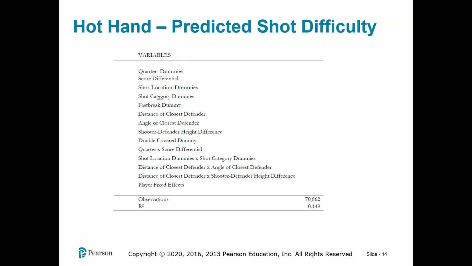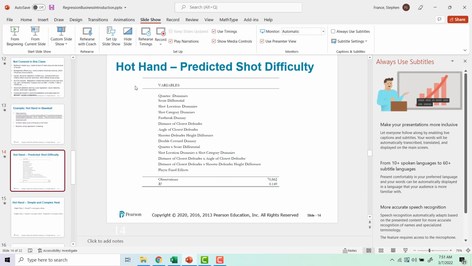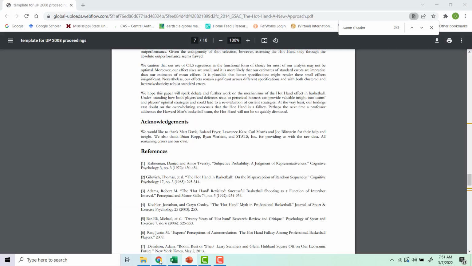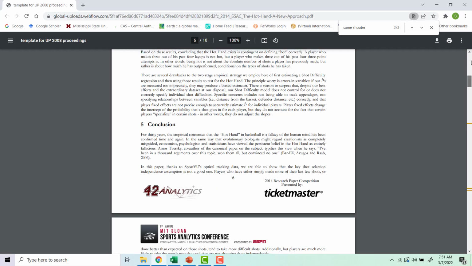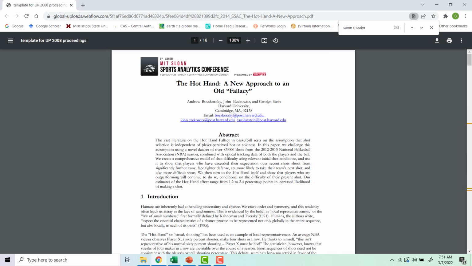Okay, so this now is a little paper. I've actually got the paper up here. I just want to give a few examples of uses of regression, nice, simple ones. And this is from the MIT Sloan Sports Analytics Conference.